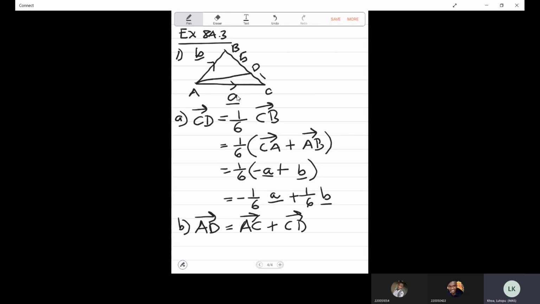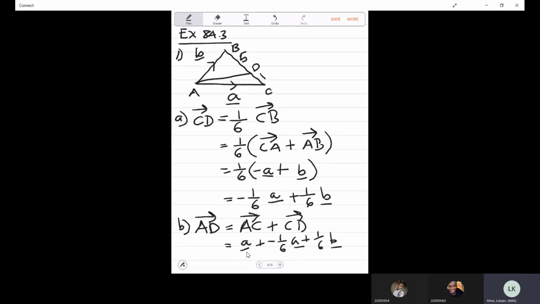And AC is just this A over here. Okay, so now I rewrite these two. Now AC, we said it's here in our diagram, it's A, so this is just A, plus CD, we say this is minus 1 over 6A plus 1 over 6B. Okay, then the vectors that have the same letters, you can combine them.